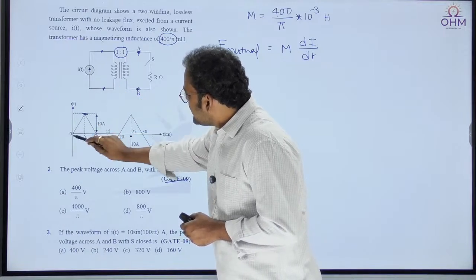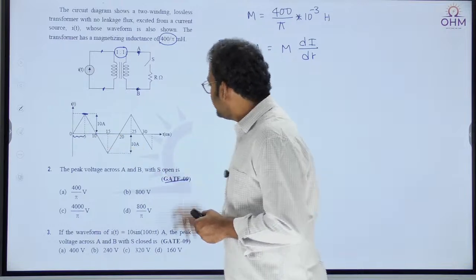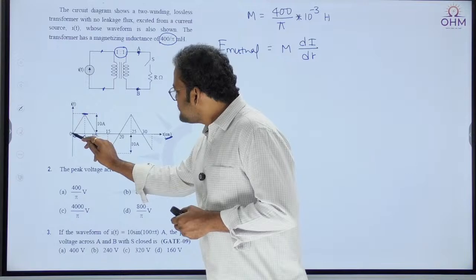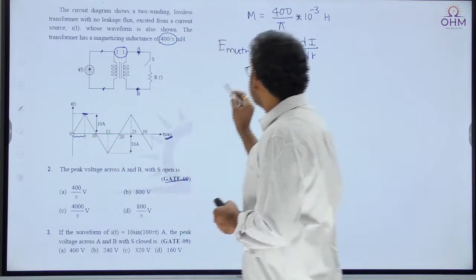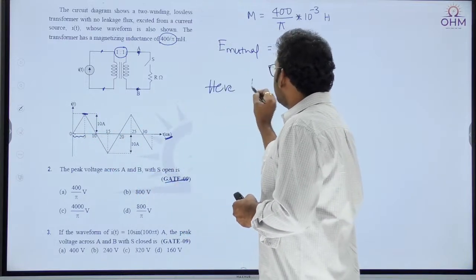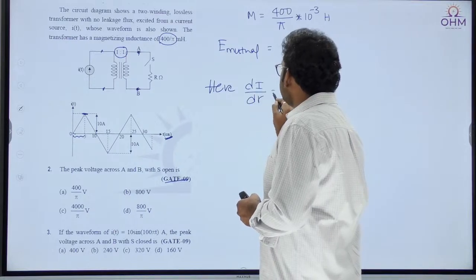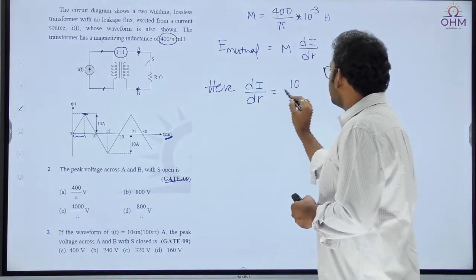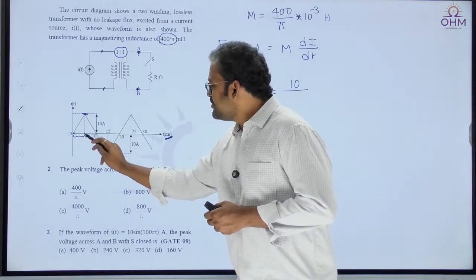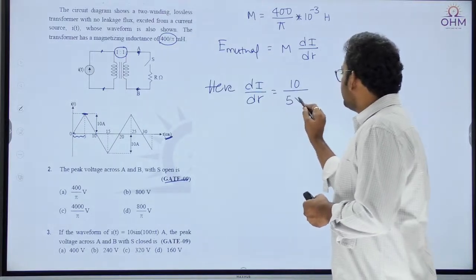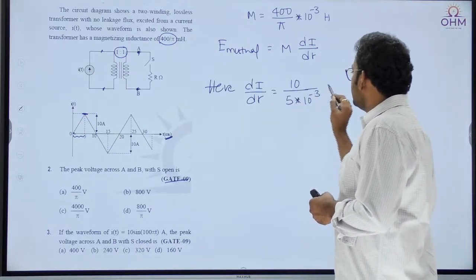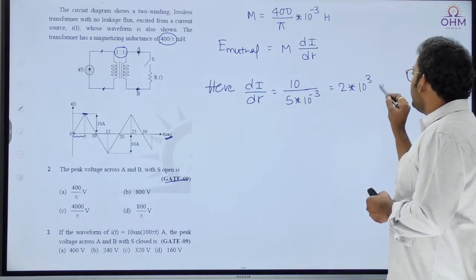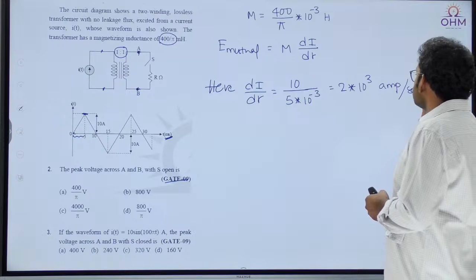So what is the change in current? If you look at the first 5 milliseconds, the current was changing from 0 to 10 within 5 milliseconds. So here di by dt is equal to the change in current, 0 to 10, that is 10 ampere, divided by the time, 0 to 5 milliseconds, 5 milliseconds. So it will be 2 into 10 power 3. Di by dt means ampere per second.